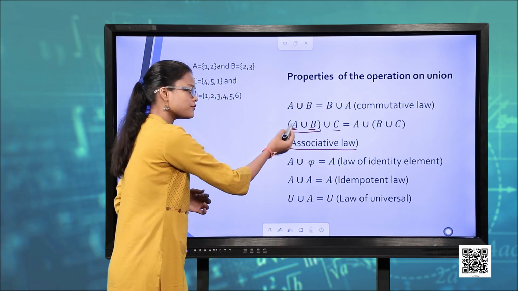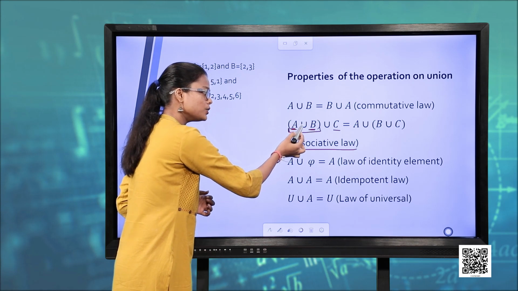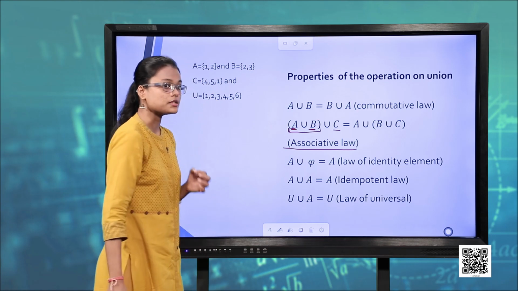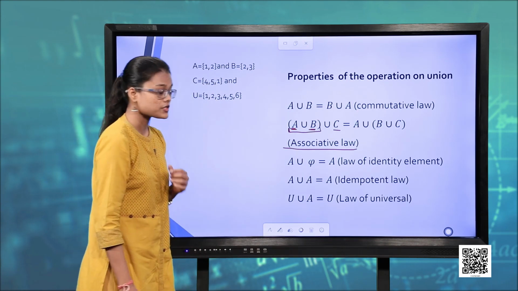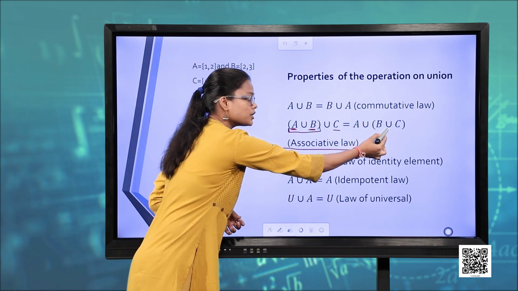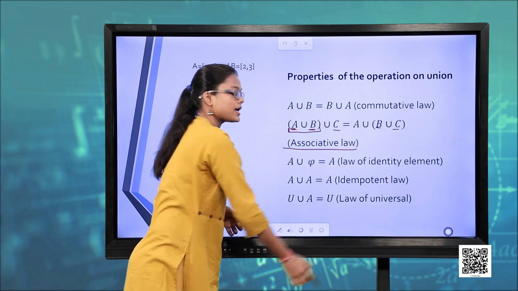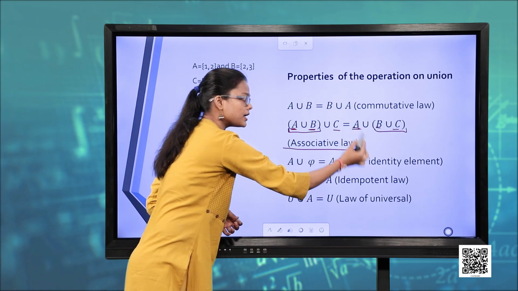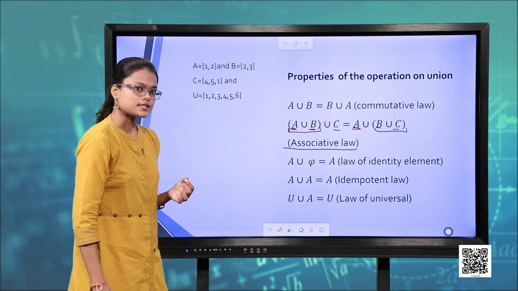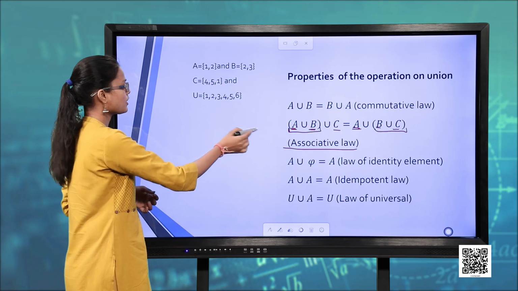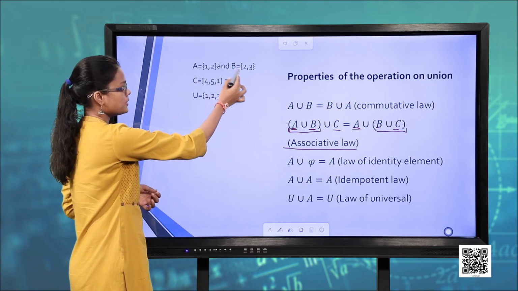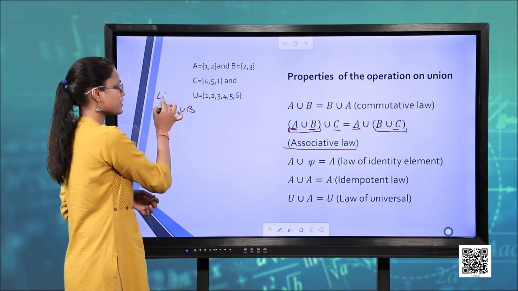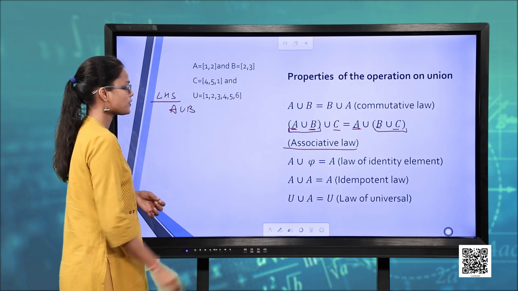Again, if we are taking A union B and the union of the answer with C, it will be the same if we first take the union of B and C and then the union of the answer with A. So let us verify. A, B. We already know A union B. So here we are finding out the LHS part.